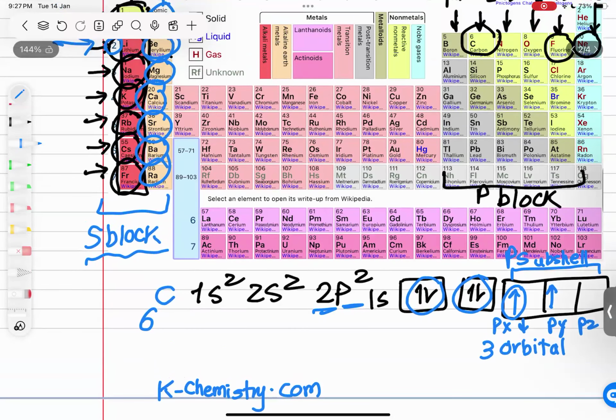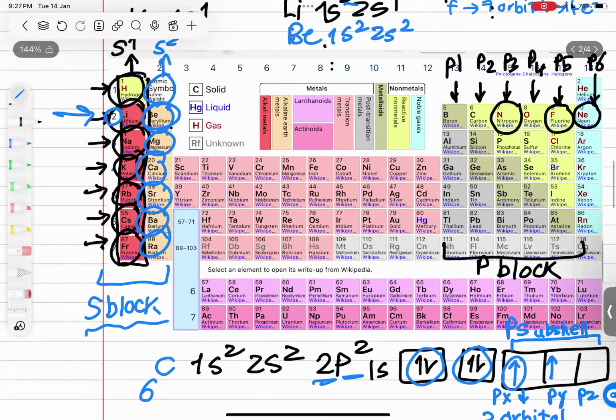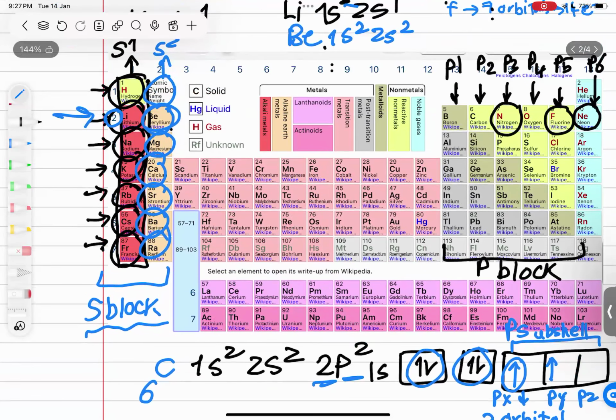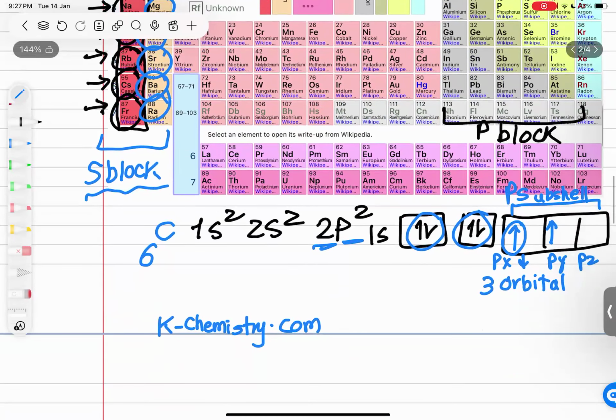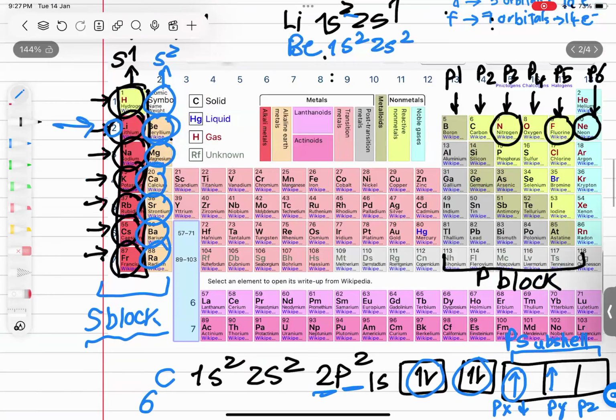The next element is nitrogen. Now I can know from the periodic table where nitrogen ends without even writing everything. I know it will end in which period? Period 2, and p3. So the configuration of nitrogen will end in p3, because it's in the second energy level, or n equals 2, and then p3.